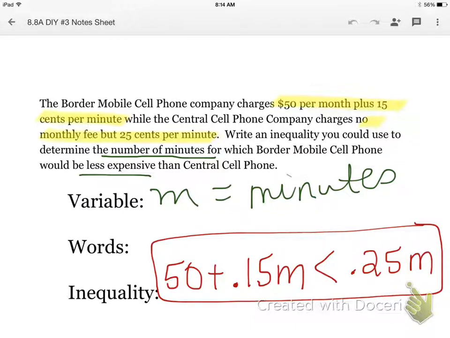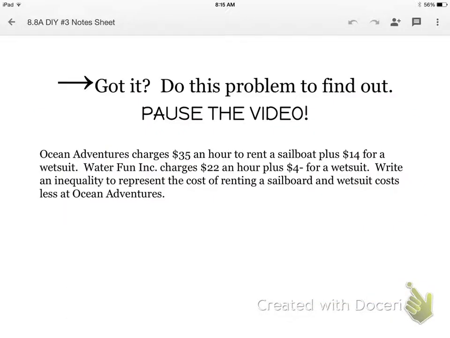Okay? It's one of those where you just need to practice it and understand what the different symbols mean. And so we have a problem for you to try out to see if you think you got it. So pause the video and do this problem and find out.